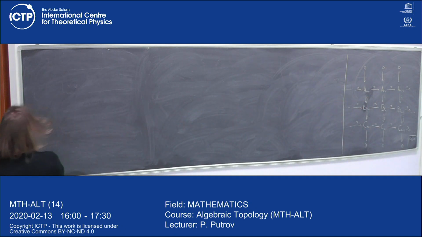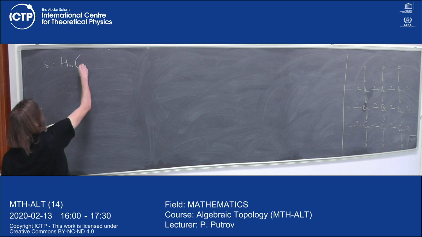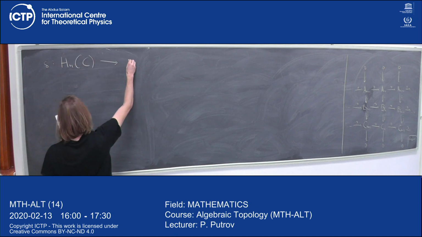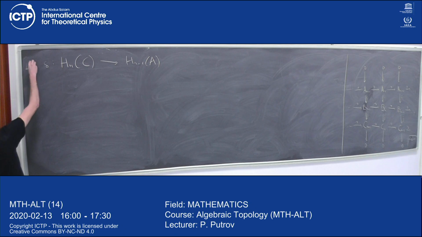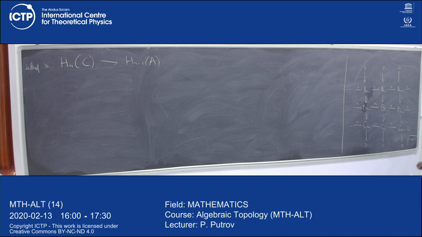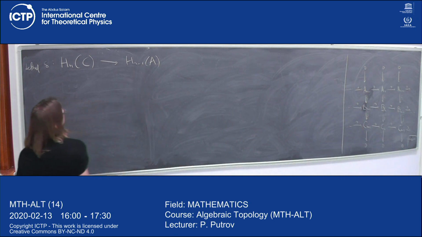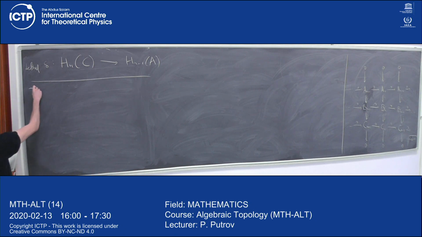Okay, and last time we showed that we could define this map from H_n of C to H_{n-1} of A. Essentially it was taking some element here, which represents a class in the nth homology of C, and going like this in the diagram to get an element here, which represents a class in this homology.